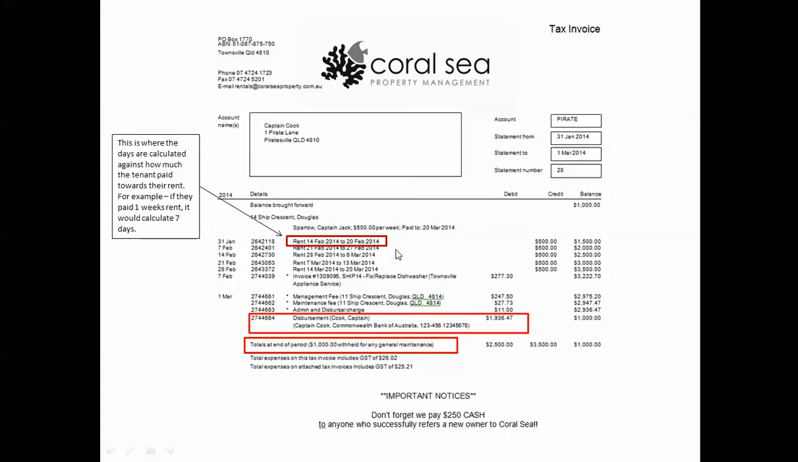This area here is where the days are calculated against how much the tenant has paid towards their rent. For example, if the tenant pays 1 week's rent, this will calculate 7 days. As you can see, the tenant has paid $500 towards rent. His rent is being charged at $500 per week, so it's calculated 7 days.